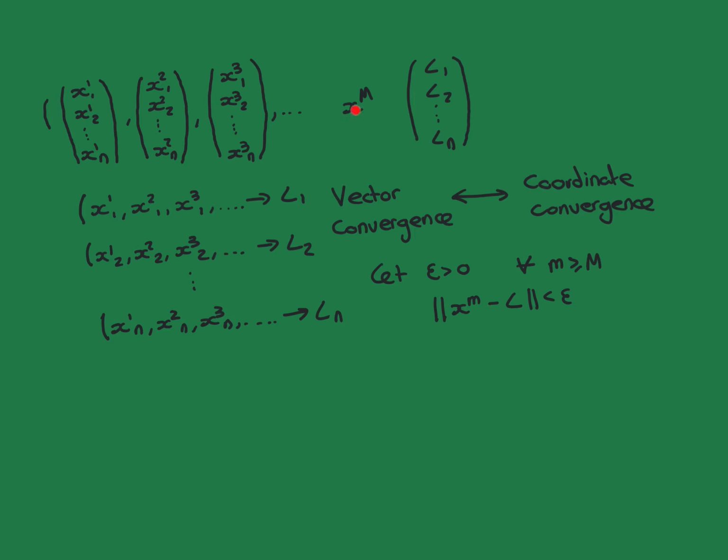So I need to be able to find a big M such that for all vectors in my sequence from that big M onwards, so for all little m greater than or equal to big M, the distance between the vector xm and my limit vector L is less than epsilon. So how am I going to do this? Well, of course I'm going to use the fact that all of my coordinate sequences converge to the coordinates of this limit vector, or this hypothesized limit vector.